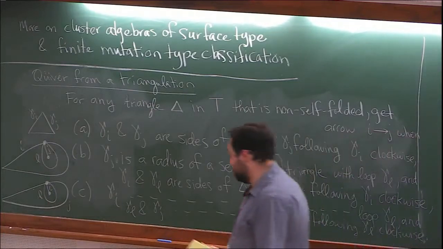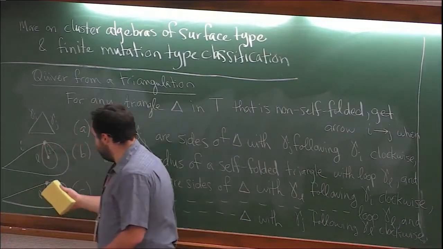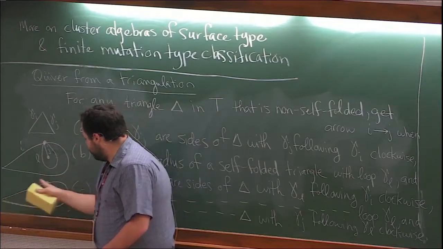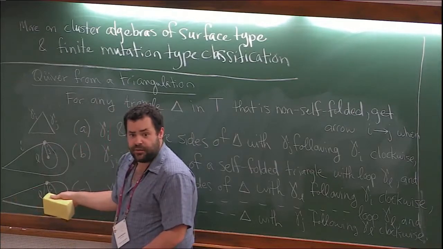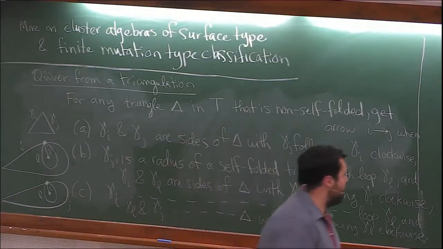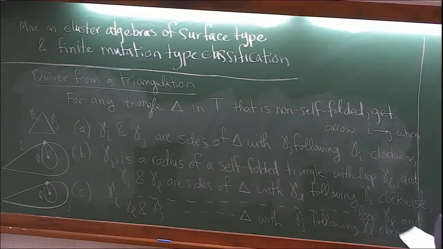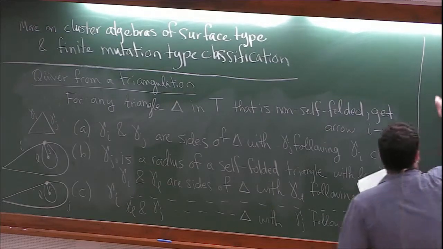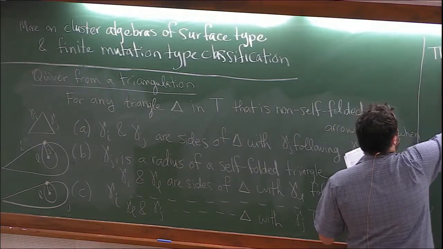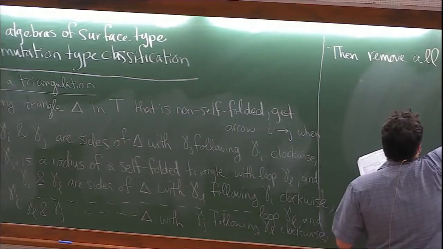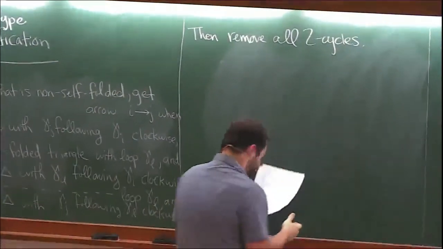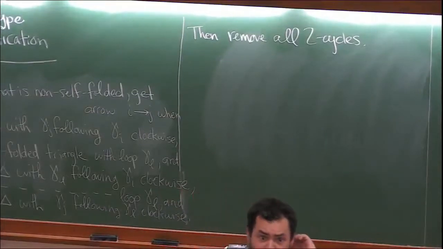Okay? So this is what the picture looks like. I have a self-folded triangle, I have a radius, and inside this triangle, gamma j follows gamma L clockwise. This means I should have an arrow from vertex i to vertex j. And the last step is remove all two cycles. Okay. So let me show you an example.